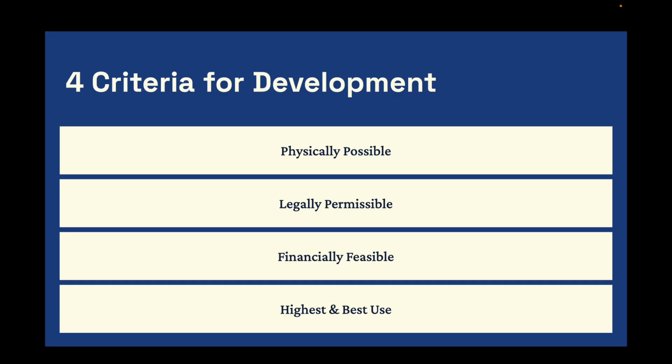So, for the criteria of development, we typically look at four different things. One, is it physically possible? Two, is it legally permissible? Three, is it financially feasible? And four, is it the highest and best use?